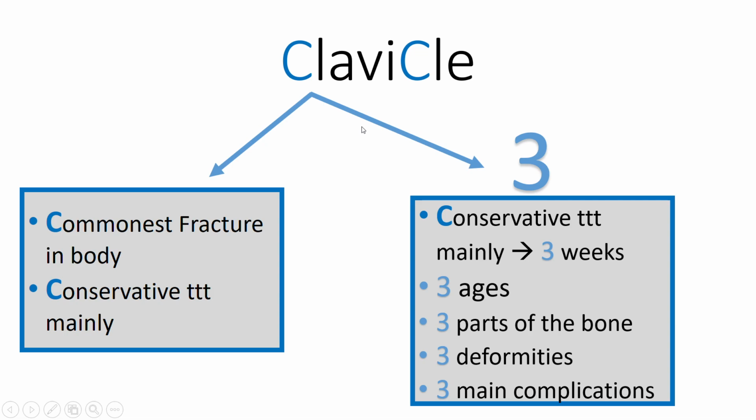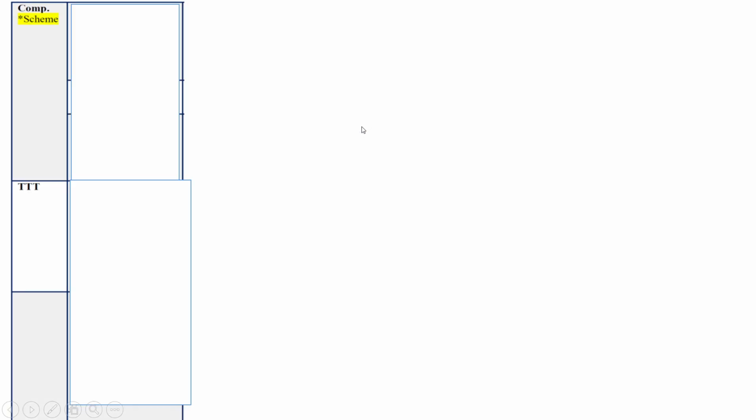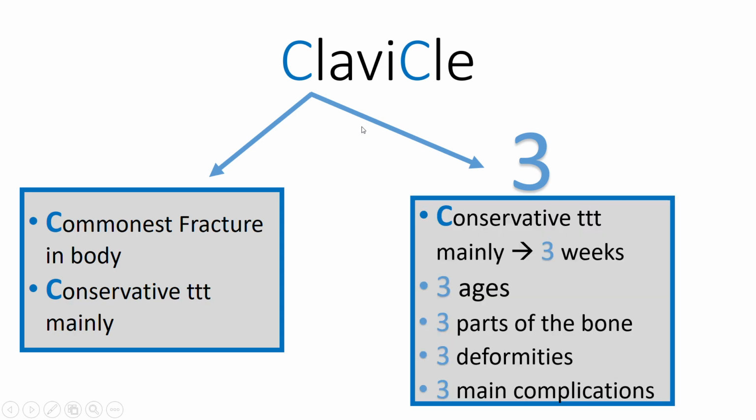and position of the lactating mother, and I can't remember, shoulder drop, position of lactating mother, and let's go back and check it all together. Yes, stepladder deformity, which is due to overriding. And finally, we have three main complications, which are neurovascular injury, brachial plexus, subclavian vessels, and malunion.